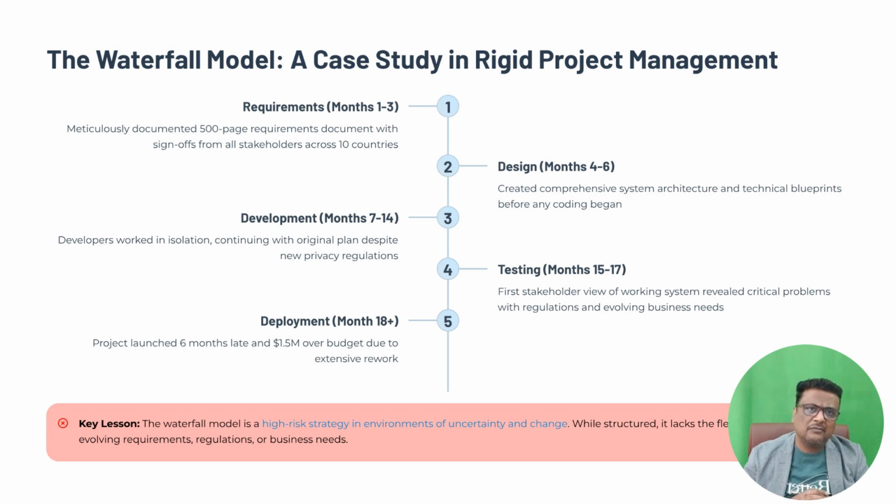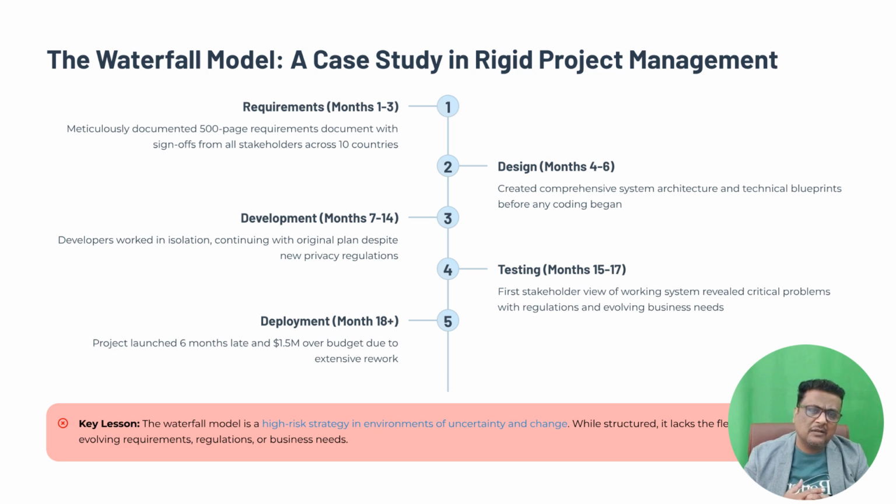Phase 4, verification testing, months 15 to 17. After 8 months of development, the code is frozen and the quality assurance (QA) team takes over. They begin testing the system against the original 500-page requirements document. This is the first time the business stakeholders get to see a working version of the portal.